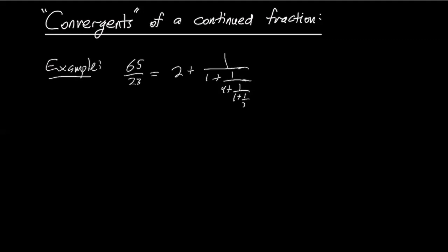Which we wrote in notation as square brackets 2, 1, 4, 1, 3. You can use a comma if you want, but some people use a semicolon there. Just the numbers, basically the numbers along the diagonal, which are also, we saw, the quotients in the Euclidean algorithm, right?